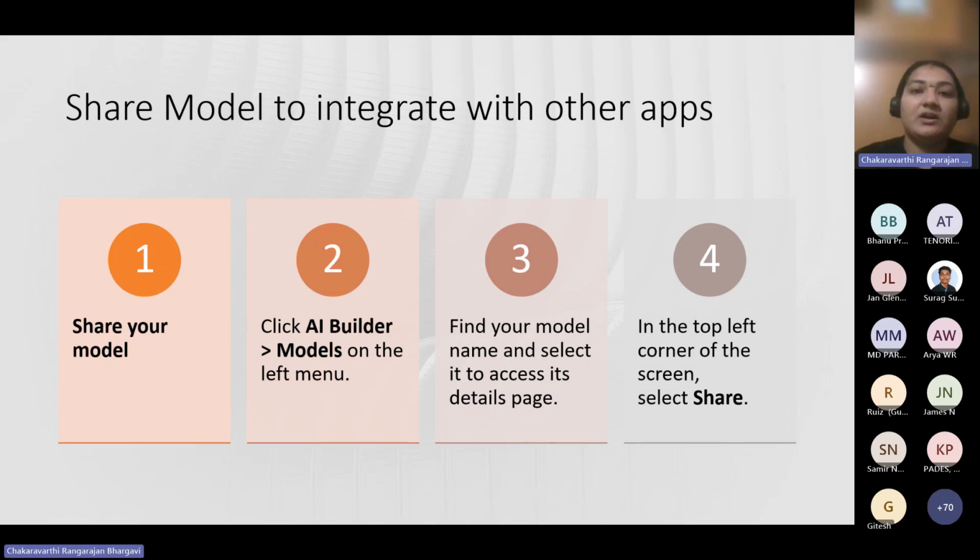So now we saw how we create, share, and use the model. When all those things are done, you have to share your model to get in touch with other apps as well. Say you had built an application and you are leveraging it with Outlook, then you would share the model. You should go to AI Builder, and inside the Models tab, available on the left menu, you would select those details and share it. Maybe I would cover this part during the demo.